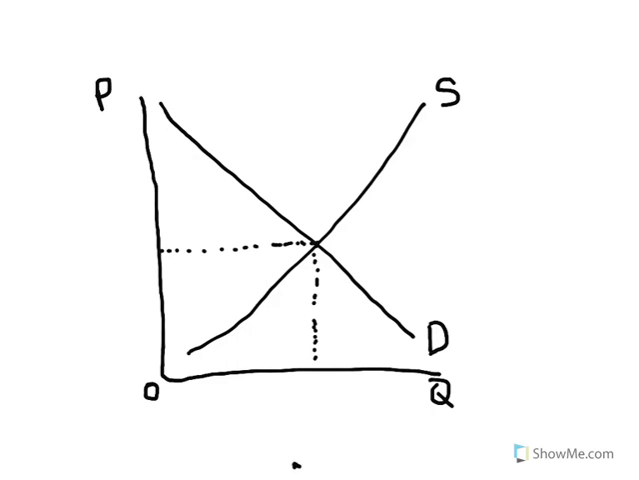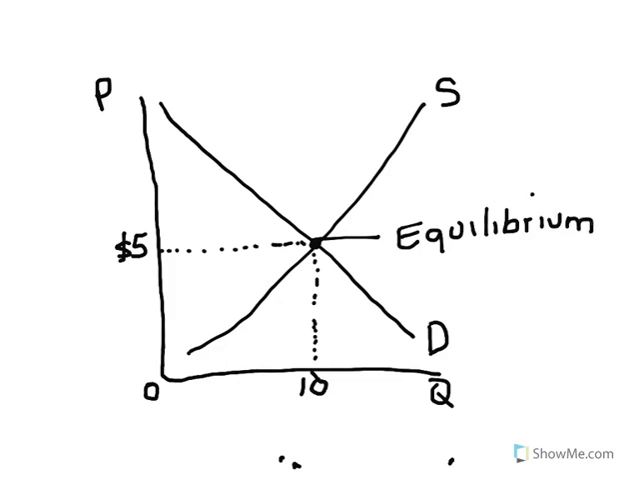So let's say, for example, this was at a price of $5. And the quantity sold, let's say, was going to be 10 units. So again, the point at which the supply and the demand curves intersect represents equilibrium in the market. That is the only point where quantity demanded equals quantity supplied. Remember that each point along these curves represents a different quantity demanded and a different quantity supplied. So of course, the point where they intersect would be the only point where the quantity demanded equals quantity supplied.